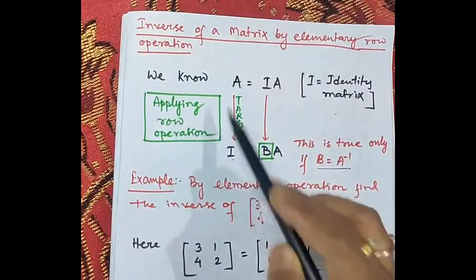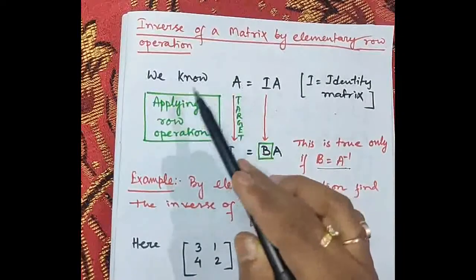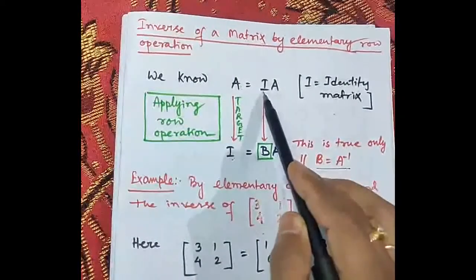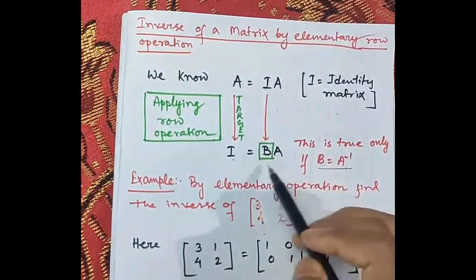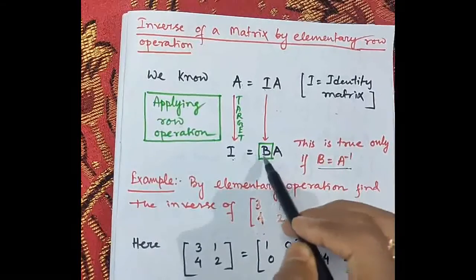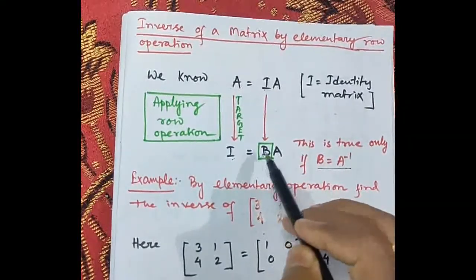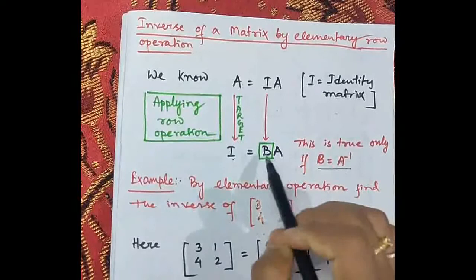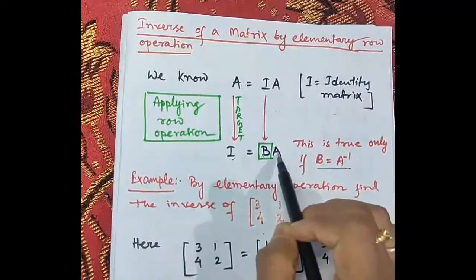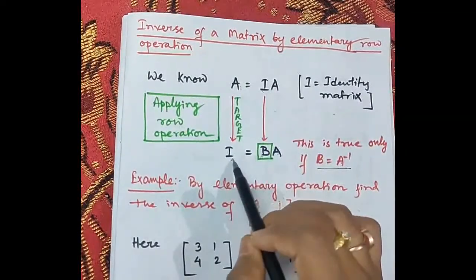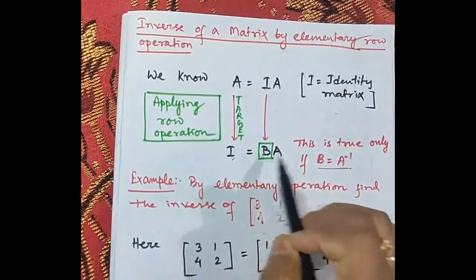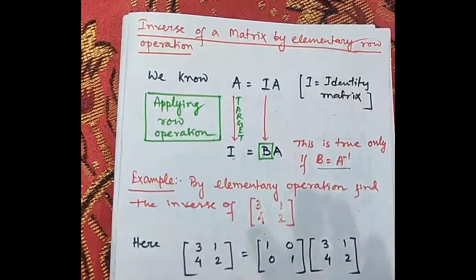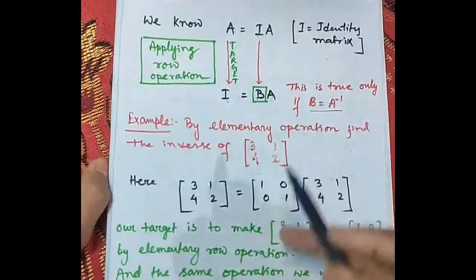And whatever operation you are applying over here, the same operation you have to apply over here also, in the I matrix. And by applying those operations, if you get this B matrix, obviously it will be A inverse, because we know that A inverse into A is equal to I. So if I equals BA is coming, that means B should be equal to A inverse. This is the theory behind the inverse. It will be clear with this example.